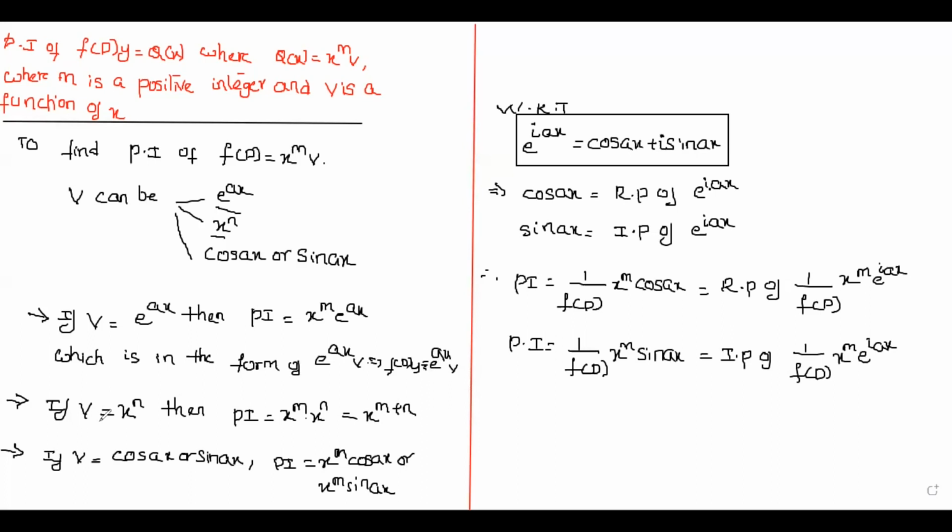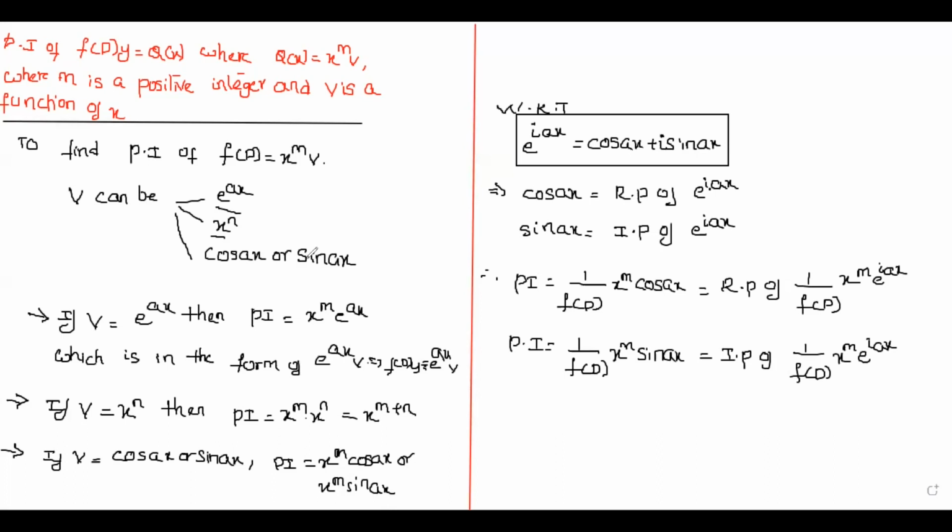If v is equal to x power n, then the particular integral becomes x power m into x power n, which becomes x power m plus n. For this function, the particular integral can be found by using the binomial expansion, which we have discussed in the previous classes. If v is equal to cos ax or sin ax, then the particular integral is for x power m into cos ax or x power m into sin ax.